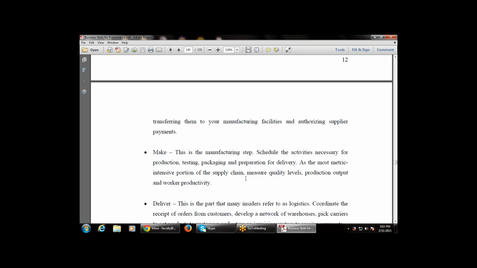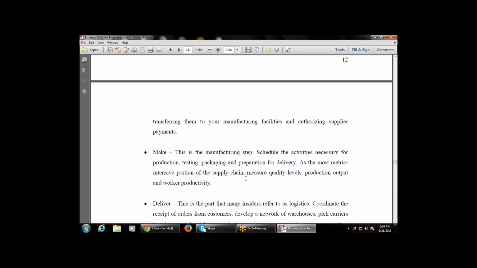So first of all there is production, then testing, packaging, and preparation for delivery. So first of all, produce the goods, manufacture the product, test the product whether it is applicable or not, package the product, and prepare for delivery, that is, delivered to the end users. As the most metric intensive portion of supply chain, measure quality levels, production output, and worker productivity. That is also a manufacturing step. So schedule the activity for production, testing, packaging, and the delivery.